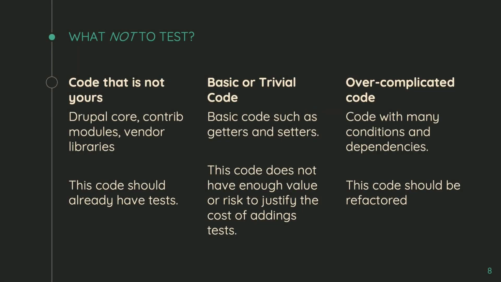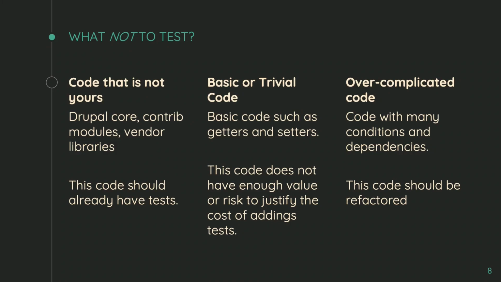And when I think about this, I really break it down into three things. I look at code, what code should I not test? And it's really three things. It's code that's not mine. Is it in Drupal core? Is it a contrib module, the vendor directory? I'm not going to bother adding a test for that because it's not my code. And in fact, hopefully that code already has test coverage for it.